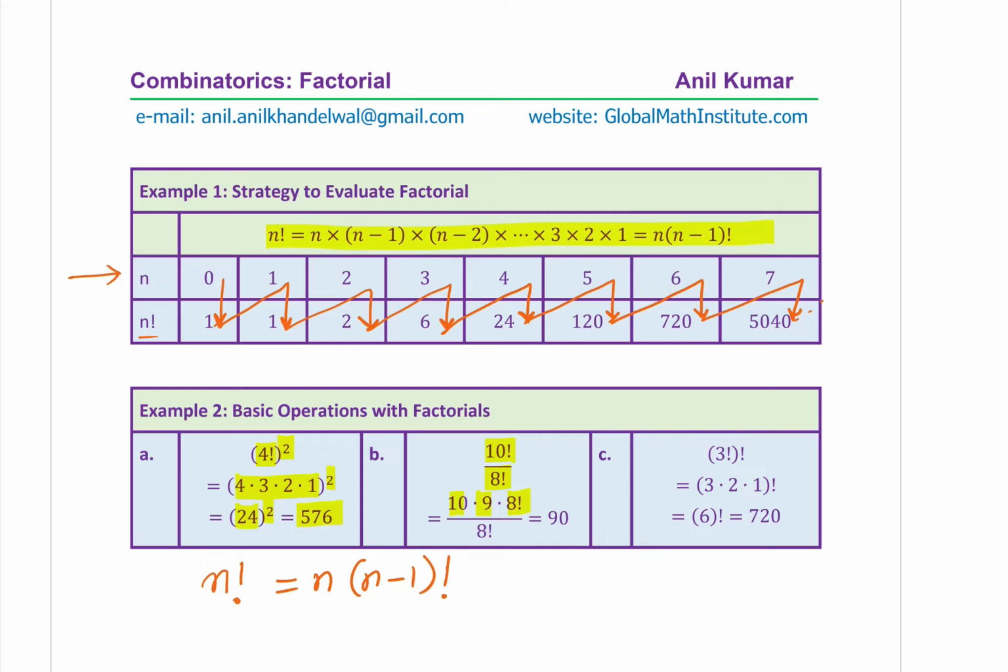Do you see that? So we have 8 factorial in the denominator. They cancel and you're left with 10 times 9, which is your answer, 90.